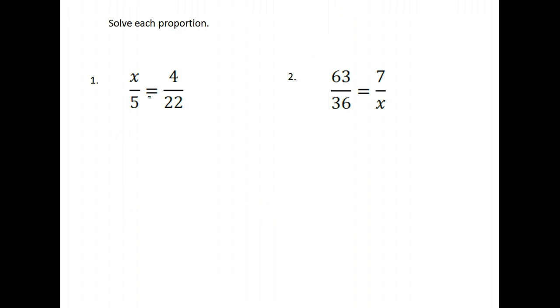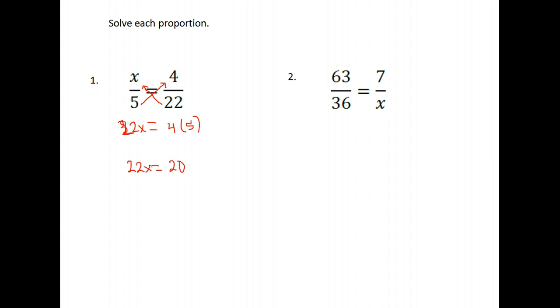Here are 2 more examples. So if I wanted to solve number 1, again, first thing we do is cross multiply. Leave the equal sign in the middle. Put your multiplication on each side. So here I had a 22x, and here I had 4 times 5. Simplify, so do the multiplication that you can. On this side, 22x isn't going to change, but over here, 4 times 5 is 20.